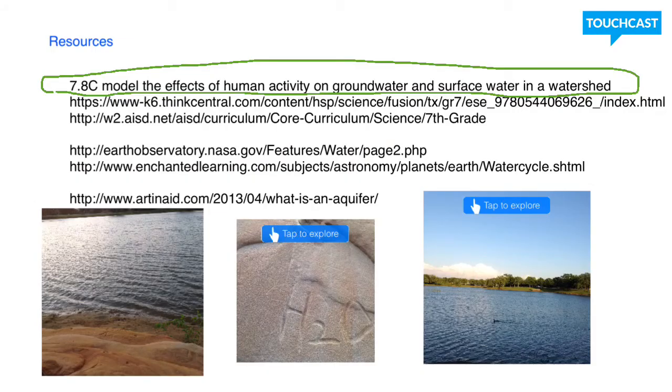Well, class, that's it for now. Make sure you go back and color that picture and draw out a sketch of the water cycle and write down any of the vocabulary that you saw. Here are my resources. Our TEK for this lesson is 7.8c. We're going to model the human activity on groundwater and surface water in a watershed.